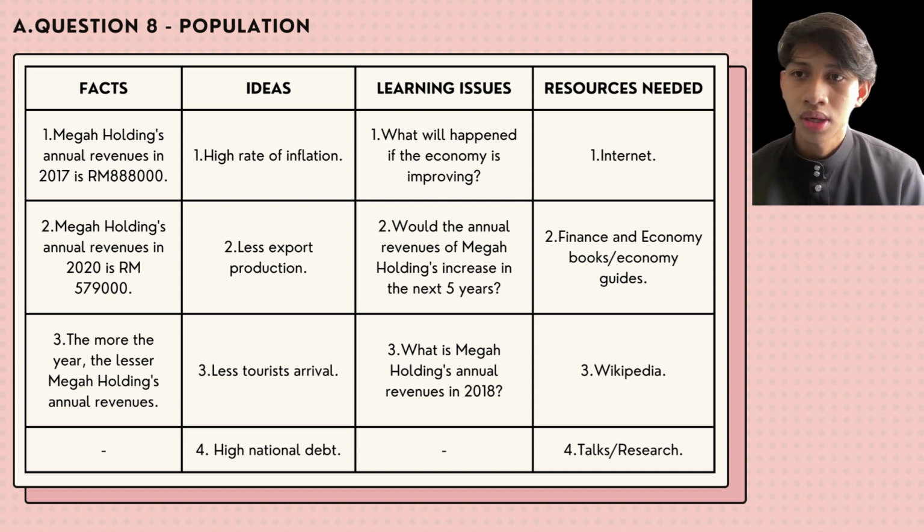The learning issues we got from this problem is what will happen if the economy is deteriorating. The second one, would the annual revenues of Mega Holdings increase in the next 5 years? The third one is what is Mega Holdings annual revenues in 2018? So the resources needed for this problem are internet, finance book, economy book, talk and research, economic guides, and Wikipedia.